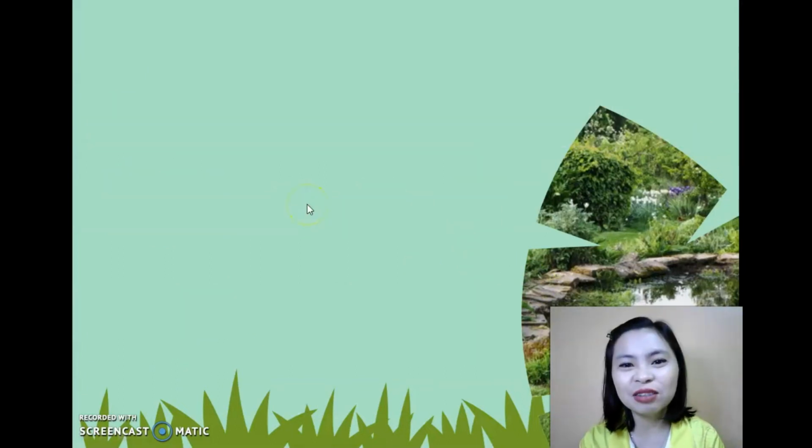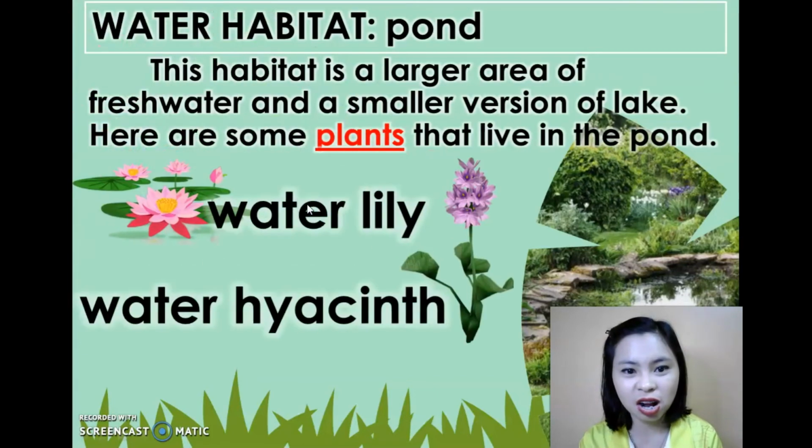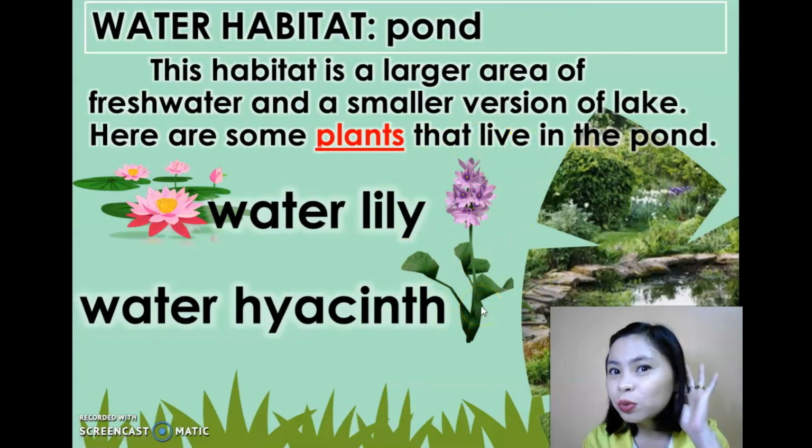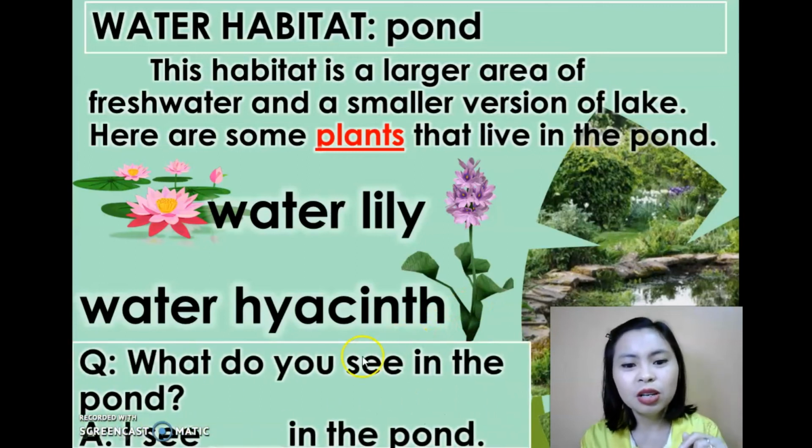Next, let's have the plants in the pond. And these are water lily and water hyacinth. What plant is this? Question, what do you see in the pond? Or what plants do you see in the pond? For this one, the answer.